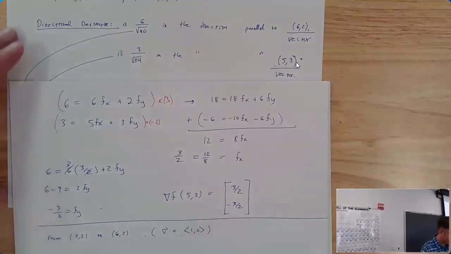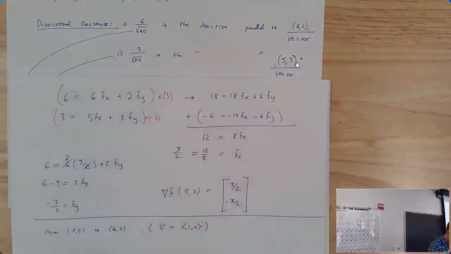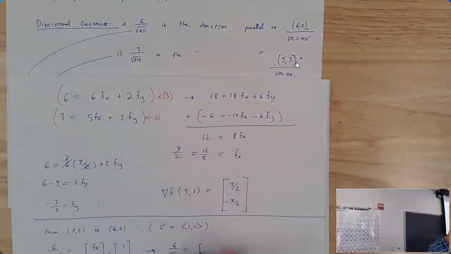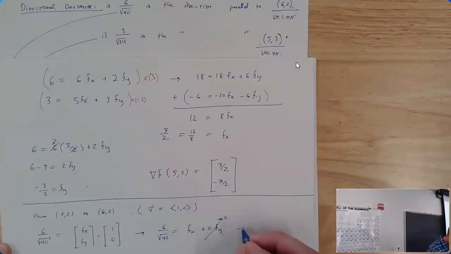So if we're doing this calculation, what we're saying is our directional derivative, 6 over the square root of 40, is equal to our gradient, which again we don't know, dotted with this vector. It already is a unit vector. It has a length of 1. That makes it really easy to calculate fx. Literally, you're just going to get 6 over root 40 equals fx plus 0 fy. So fx equals 6 over root 40.